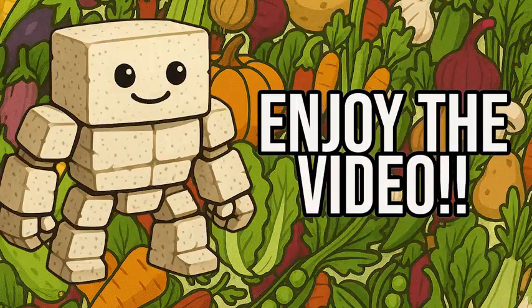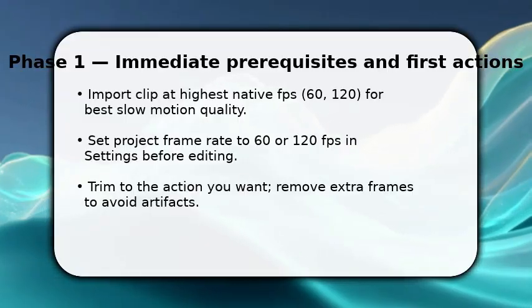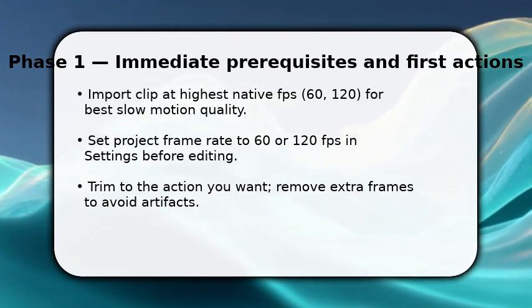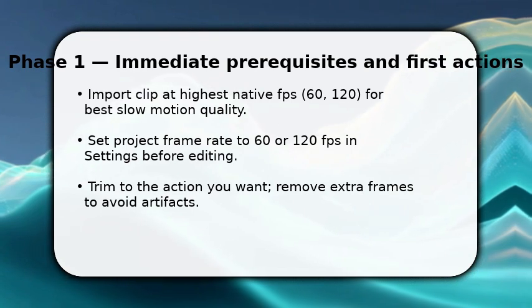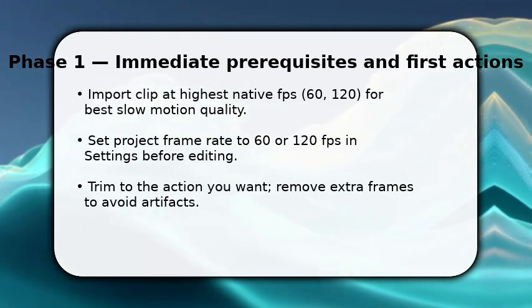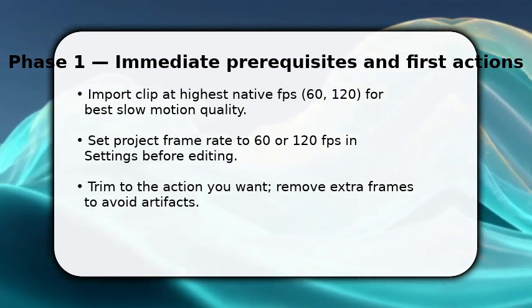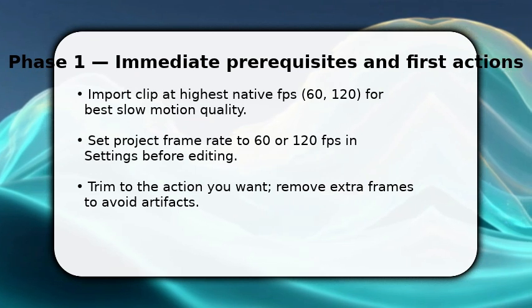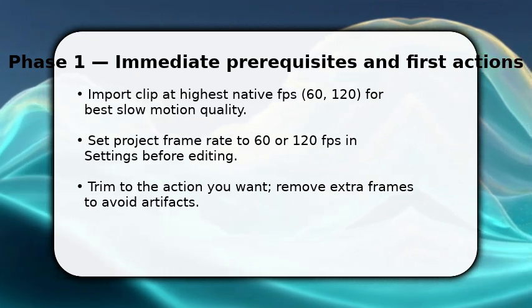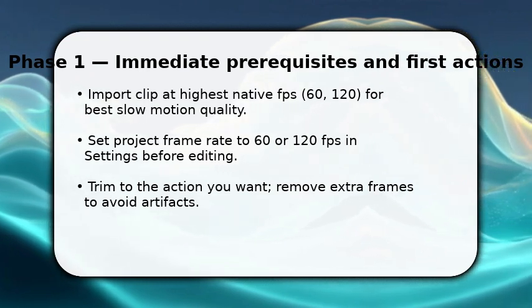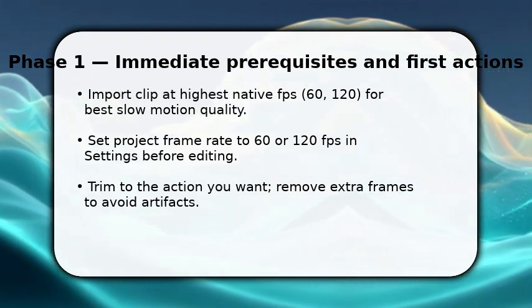Please enjoy the video. You start by importing your clip and preparing the timeline so slow motion looks natural. First, make sure the source was shot at a high frame rate. This gives more frames to interpolate. Once done, set the project frame rate to 60 or 120 FPS in project settings so CapCut doesn't drop frames when slowing down. Trim tightly around the action to avoid long, empty stretches.